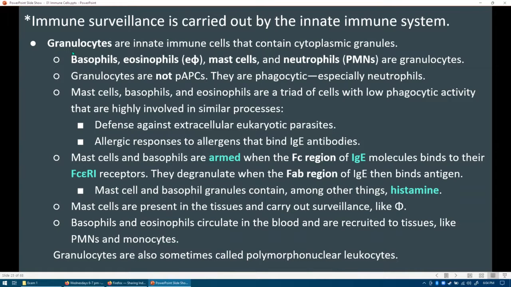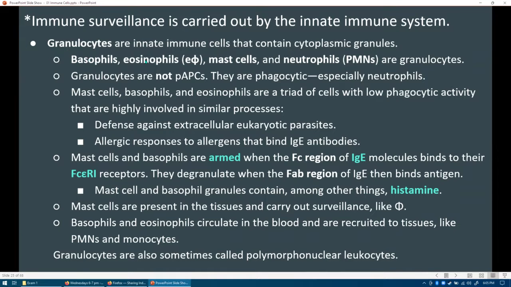The granulocytes are a group of four cells: the basophils, the eosinophils, the mast cells, and the neutrophils. All of these are granulocytes. They are not professional antigen presenting cells. They don't express MHC2 or B7, so they cannot present antigen to T helper cells, which are CD4 positive T cells. However, they are mildly phagocytic cells, especially neutrophils, which are very phagocytic. They are capable of killing things intracellularly.